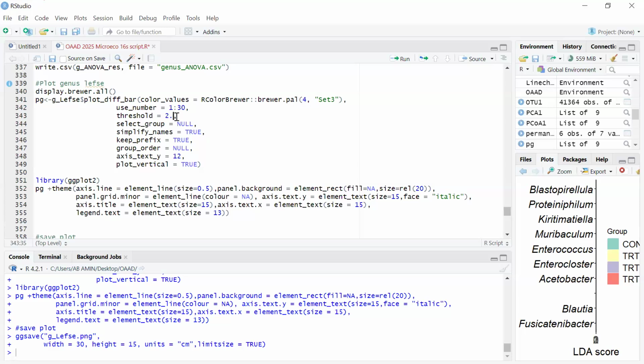Dr. Amin, I have a question, please. This figure, is it for the phylum or genus?